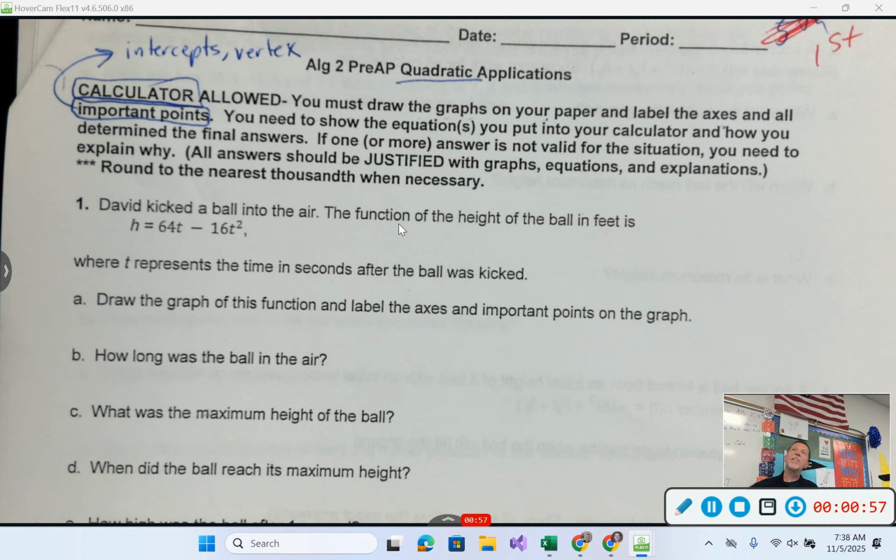And usually the vertex and the intercepts have meanings within the problem. Like that's the highest point of a ball. Or the intercept would be where it hits the ground. Or maybe where it starts.